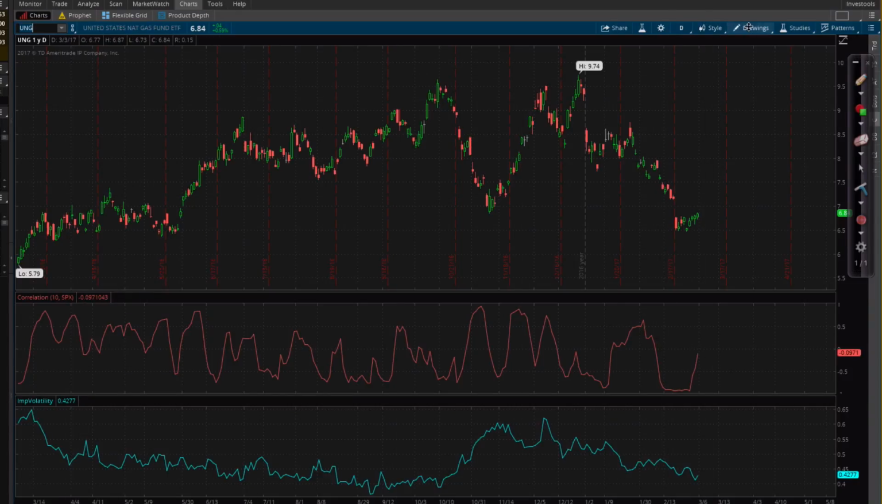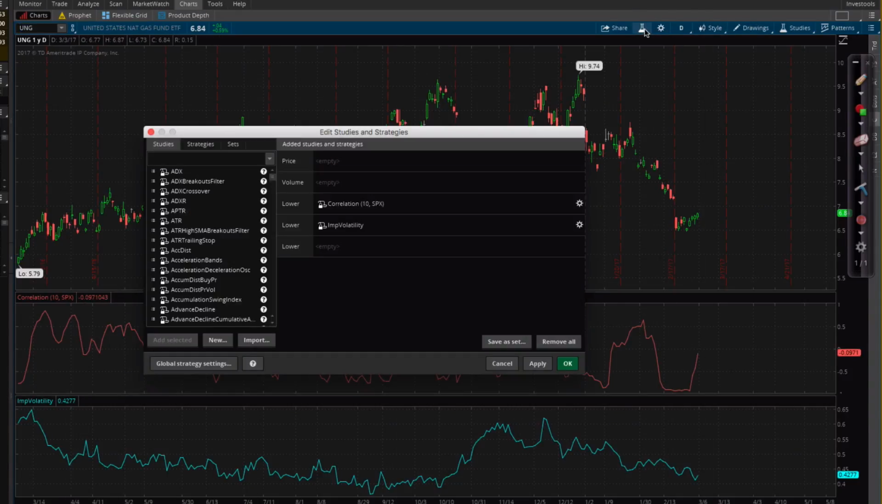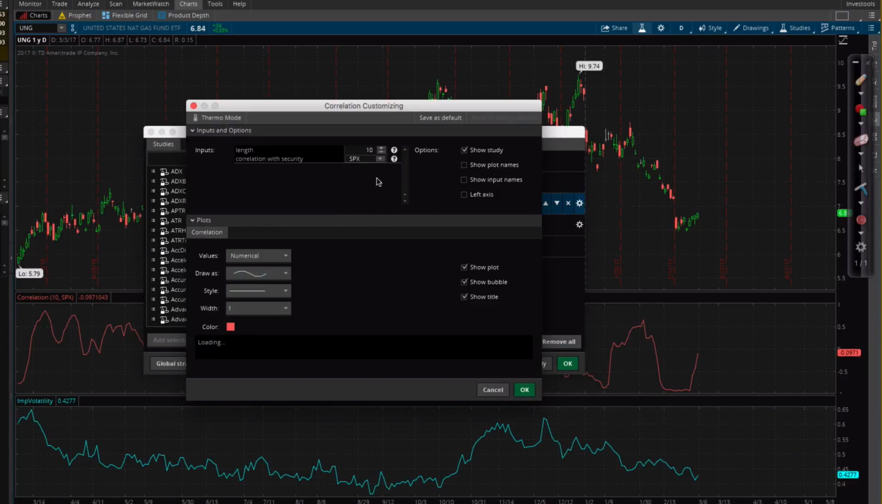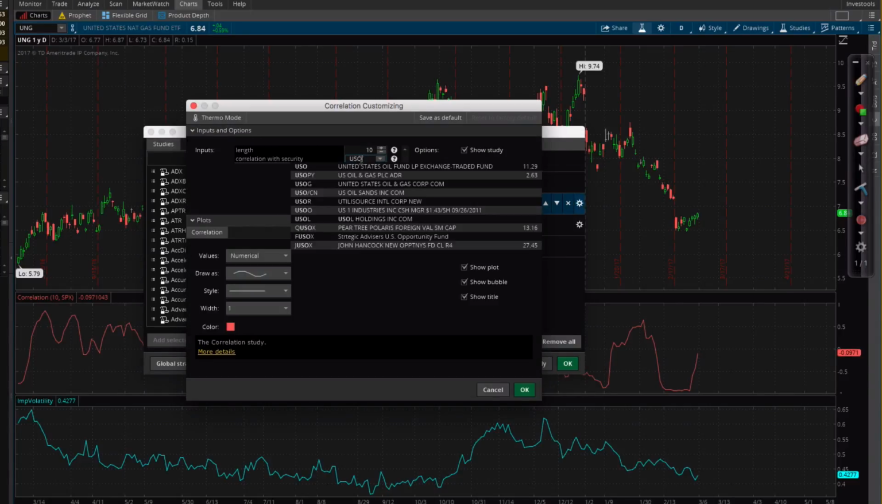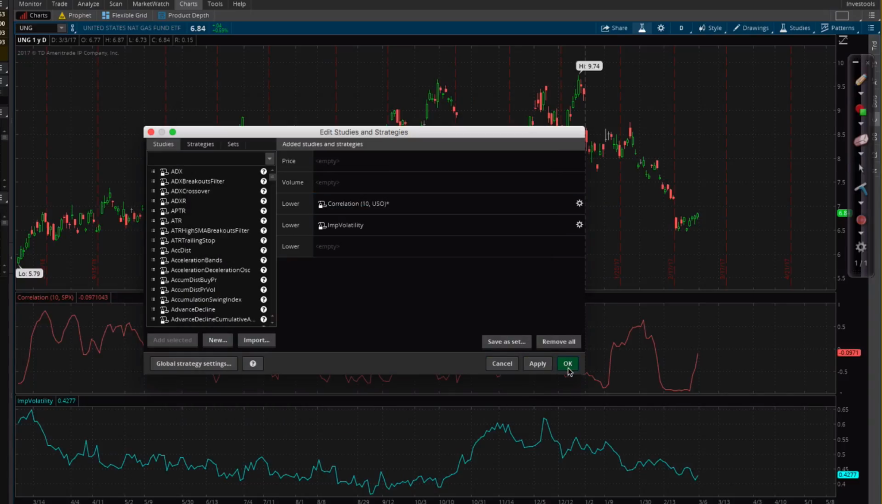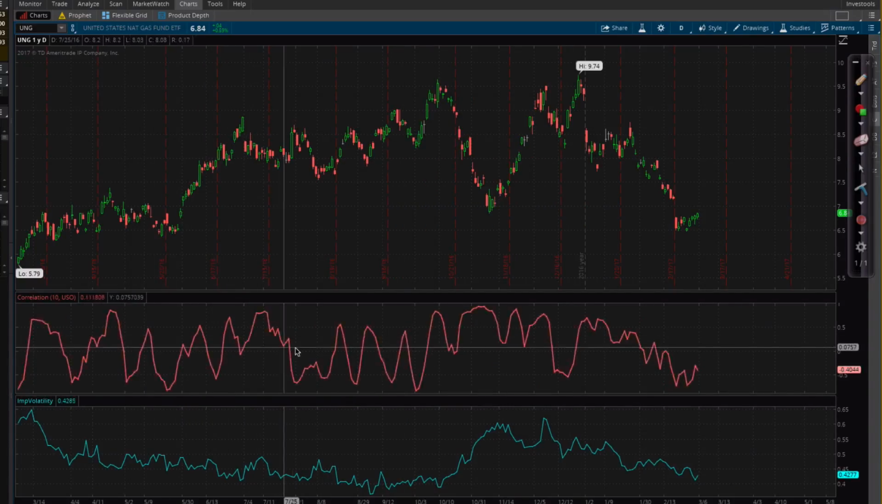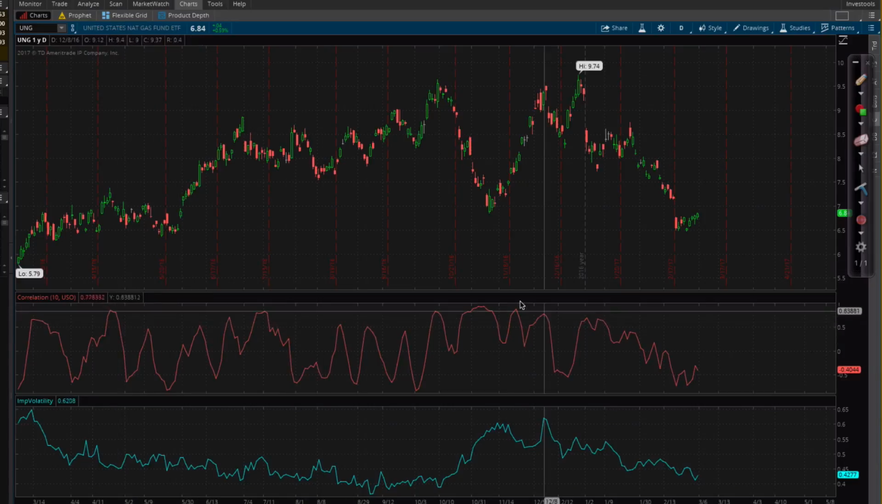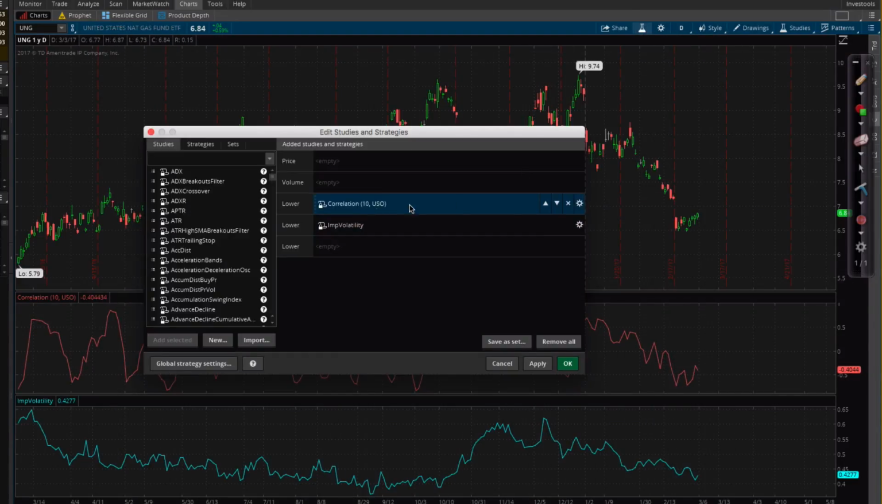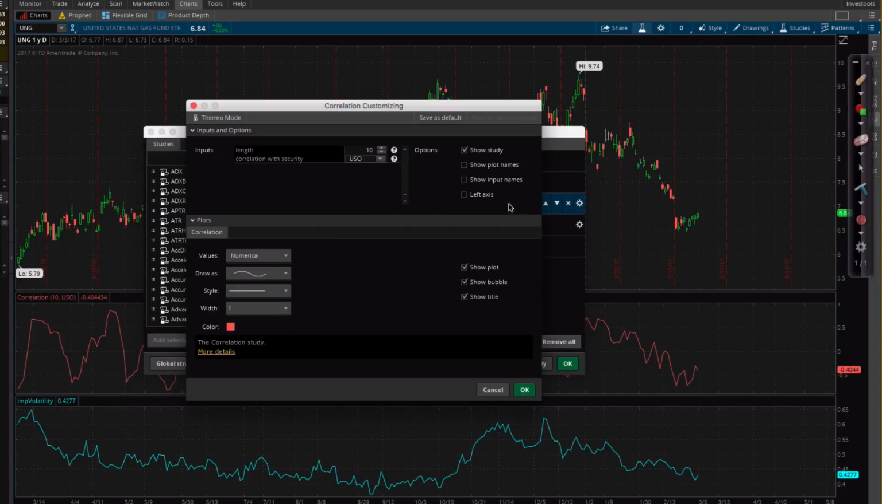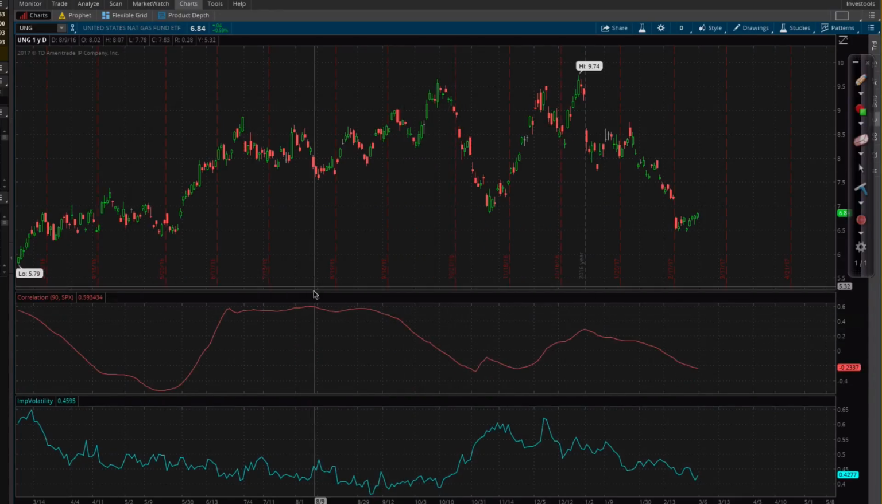If I were to come up here and go to the little beaker and go to correlation, hit the edit here and change this to USO, click OK. This will show me its correlation to USO. And there are periods where it's the same, but again, same kind of deal. Back to the beaker. Let me edit this. And I'll change it back to SPY or SPX, doesn't matter. And actually, this should be at 90 days. There we go, a little bit better.